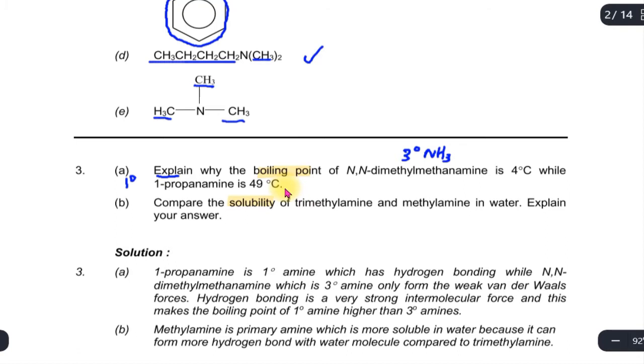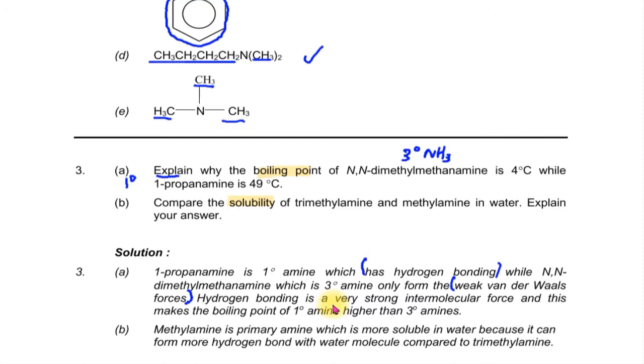Actually, we have to know that a primary amine can form hydrogen bonding, while a tertiary amine can only form weak van der Waals forces. Comparing in terms of this, we know hydrogen bonding is stronger than van der Waals forces. So for the primary amine, if you want to break the hydrogen bonds, you need more energy. That's why the boiling point for 1-propane amine is higher.